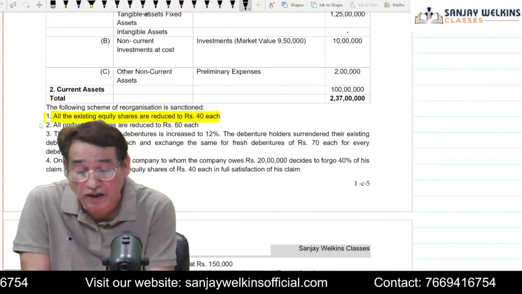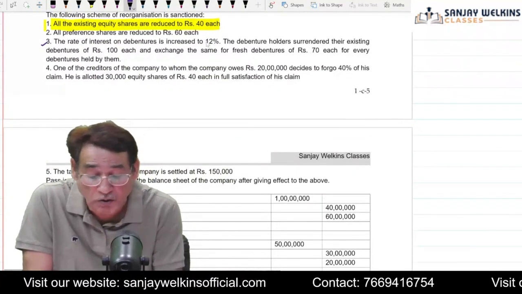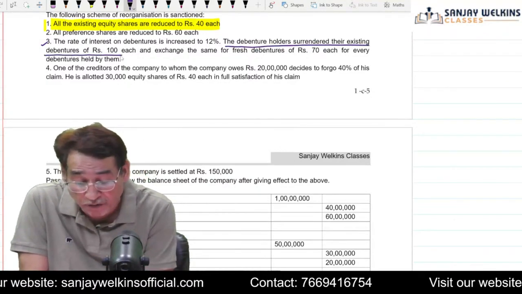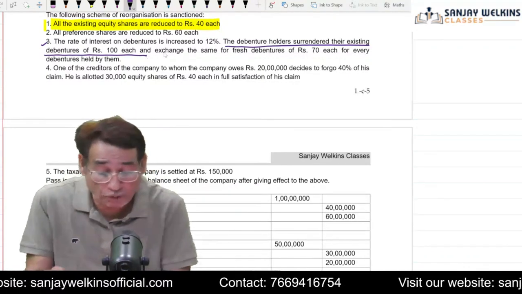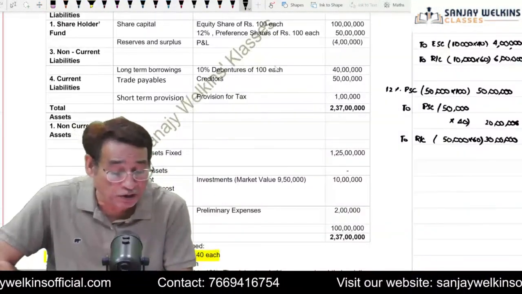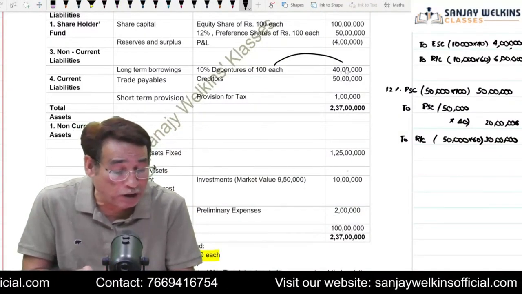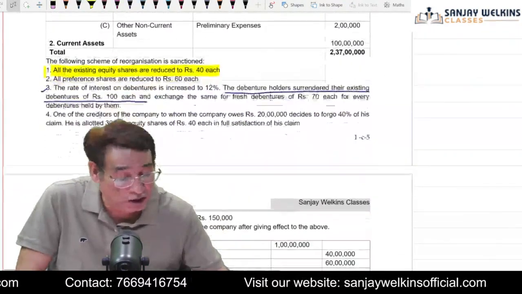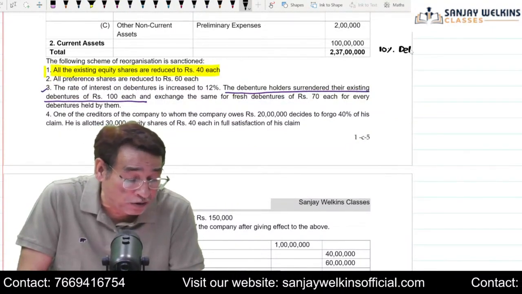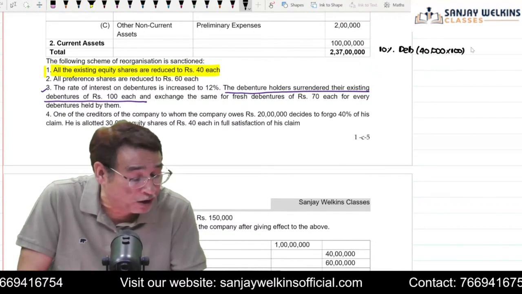Now the main point here is basically to make you acquainted with this particular transaction. Further, it is written rate of interest on debenture is increased to 12%, number one. Then it is written debenture holders surrendered their existing debentures of 100 each. First of all, up to this line, what have you understood? Your debentures in the question are 10% debentures to the extent of 40 lakh, and one debenture is of 100. That means total number of debentures will be equal to 40,000, correct? So 10% debenture account debit. How many debentures is our entity having? That is 40,000 debentures. One debenture is of rupees 100 each. That makes it 40 lakh.